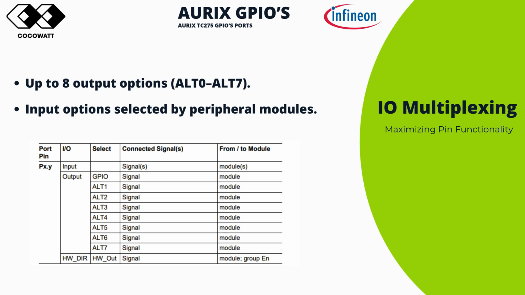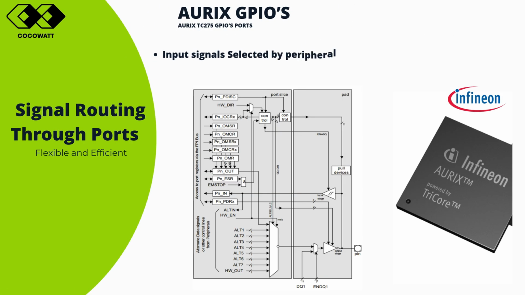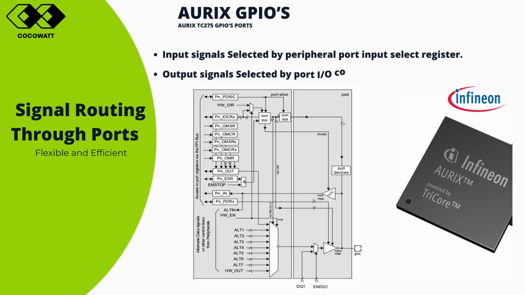Now that you understand I/O multiplexing, let's talk about signal routing through ports. We will discuss how input and output signals are routed through the ports, how alternate functions work, and what registers are involved. First, let's talk about input signals.